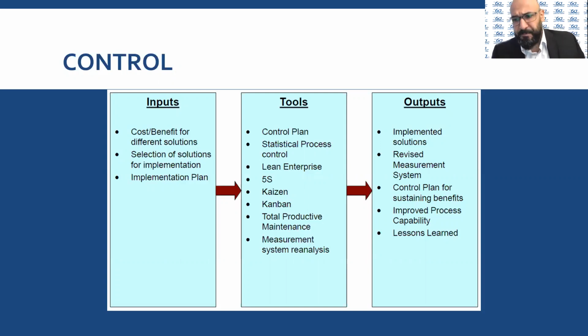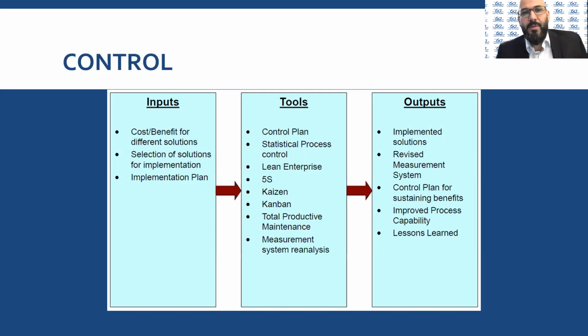For the control phase, we will be taking the input from the previous phase, which is the implementation phase, and use the tools, and have an output as you see in this chart in front of you. So the input, we will have cost benefit for different solutions, selections of solutions based on different factors, whatever tools you use, and we have to have an implementation plan.